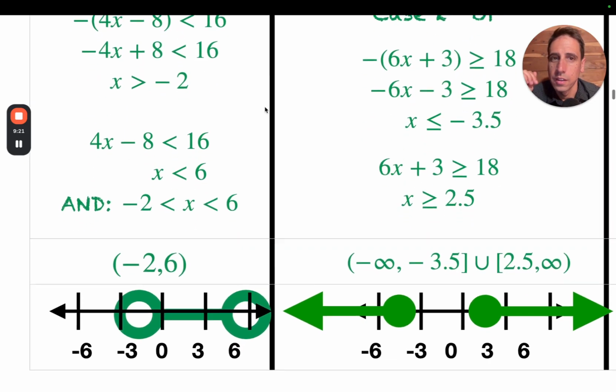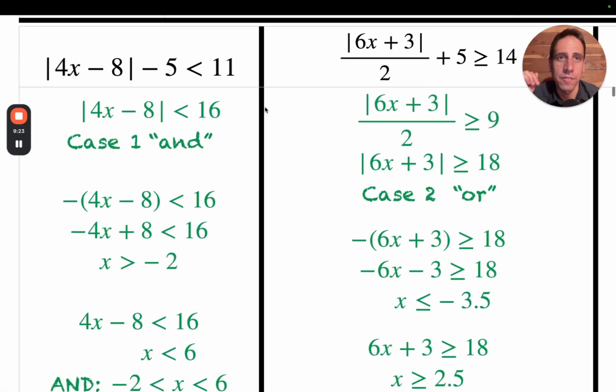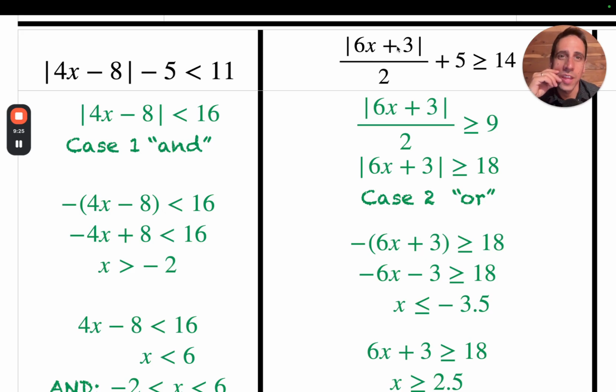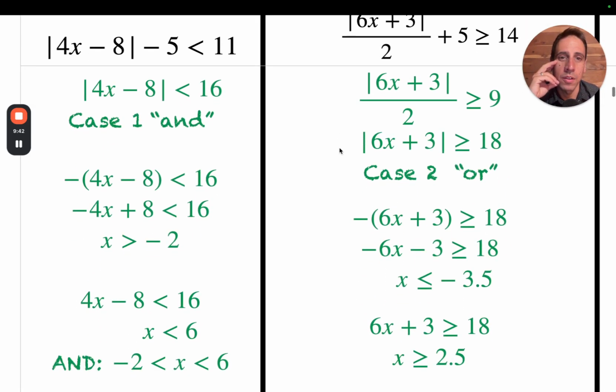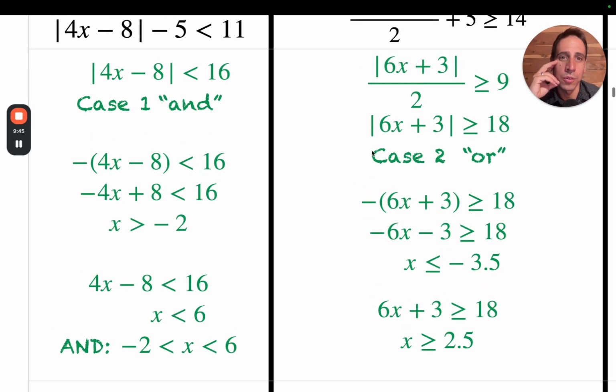All right, let's take a look at this one over here. Again, we have to isolate the absolute value, so let's get rid of all the operations that are on the outside. I'm going to subtract 5 from both sides. I'm going to multiply both sides by 2, and you get this. Absolute value greater than or equal to 18. That looks a lot like case number 2 over here. Boom. It's the OR case. So I'm going to solve both the negative version and the positive version. This is negative here, greater than or equal to. This is the positive version, greater than or equal to.